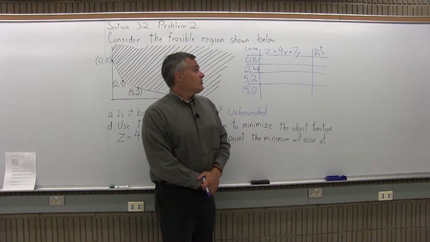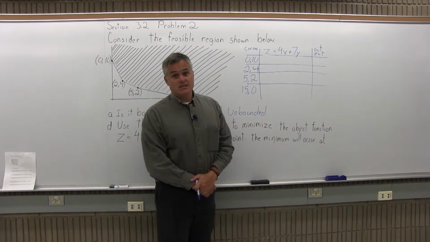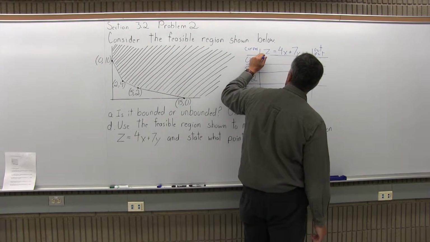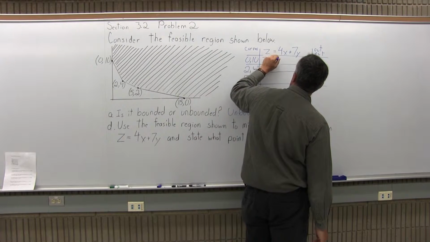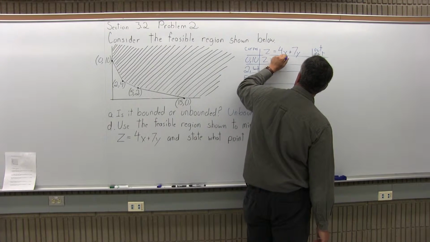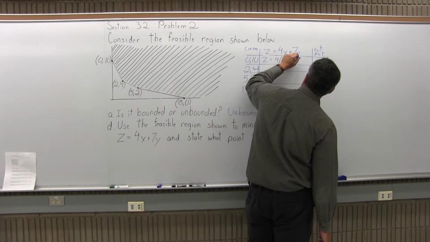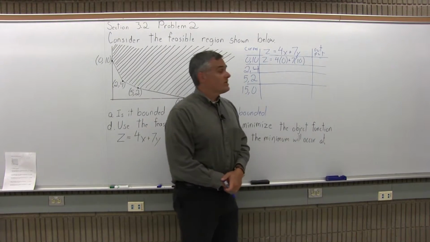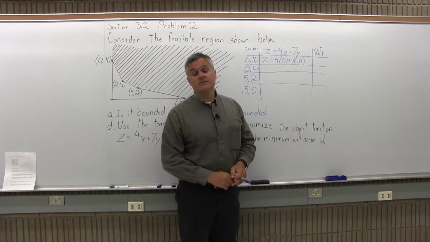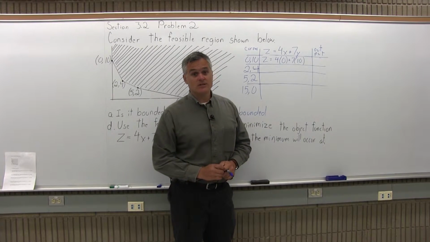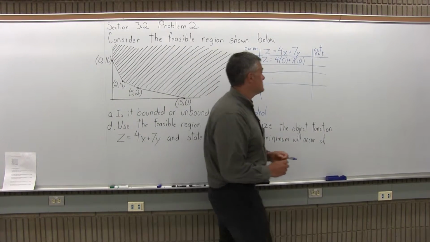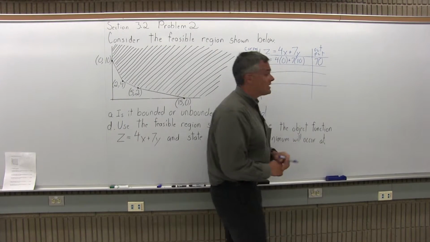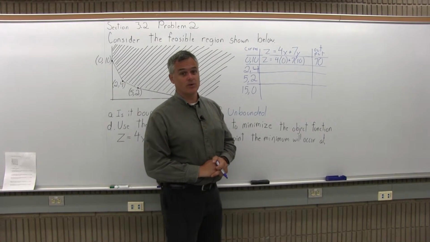So the first corner point is 0, 10, which means x is 0 and y is 10. So my objective function for my first corner point will be z equals 4 times x, which is 4 times 0, plus 7 times y, which is 7 times 10. 4 times 0 is 0. 7 times 10 is 70. So now 0 plus 70 is 70. So I get an output of 70 for the first corner point I try.